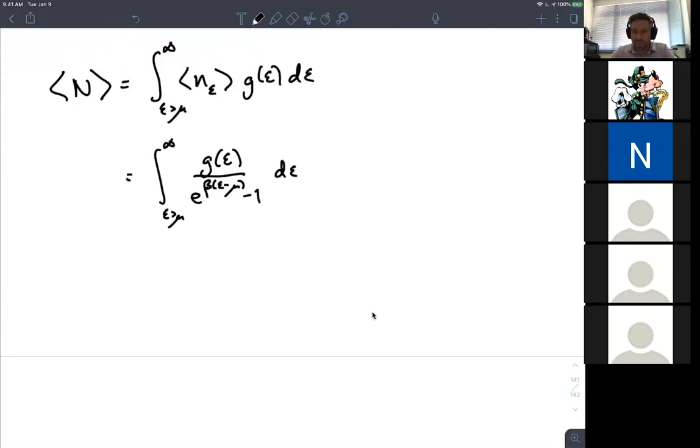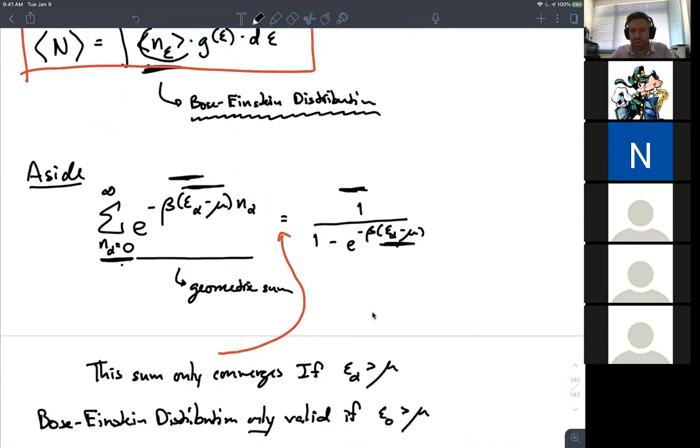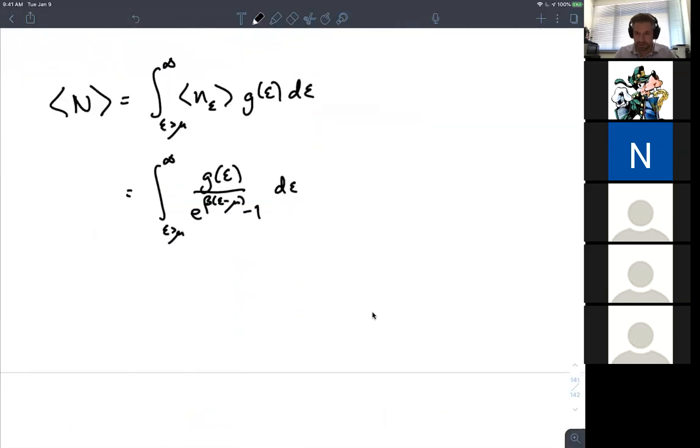Okay, so now the weird thing about this is that even though our sum up here that we used to derive the Bose-Einstein distribution diverges when mu becomes equal to epsilon, this integral does not. This integral still is well behaved. So what we're going to do is see what this integral gives us. What is the number of particles that will fit in our system when our lower bound here is equal to the chemical potential? That number of particles will be the number of particles at which our system Bose-Einstein condenses.